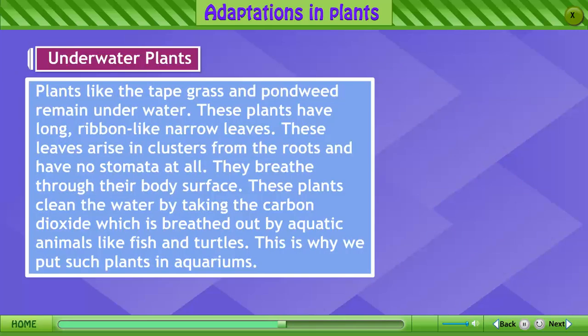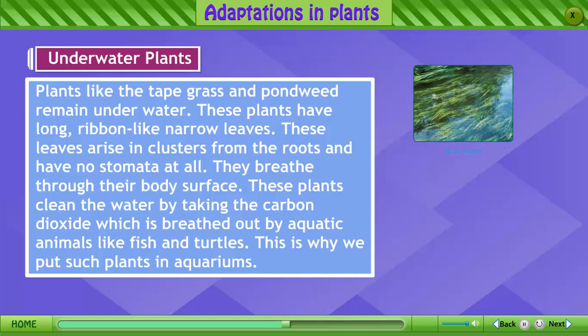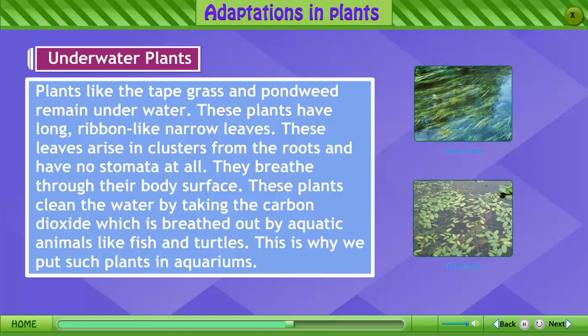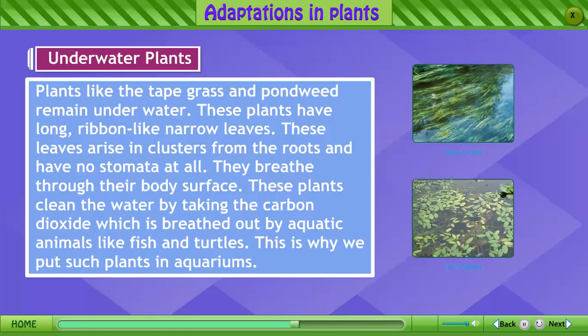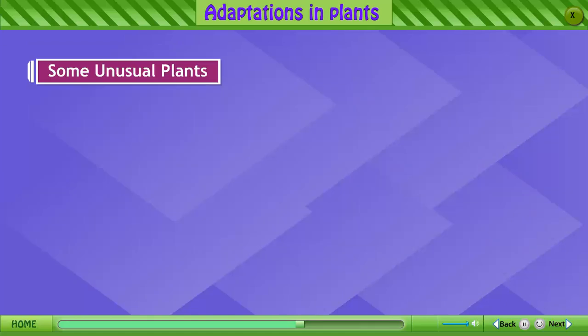Underwater plants. Plants like the tape grass and pond weed remain underwater. These plants have long ribbon-like narrow leaves. These leaves arise in clusters from the roots and have no stomata at all. They breathe through their body surface. These plants clean the water by taking the carbon dioxide which is breathed out by aquatic animals like fish and turtles. This is why we put such plants in aquariums.